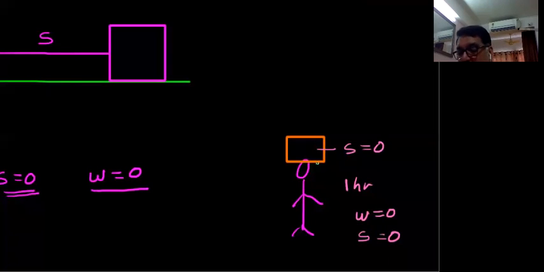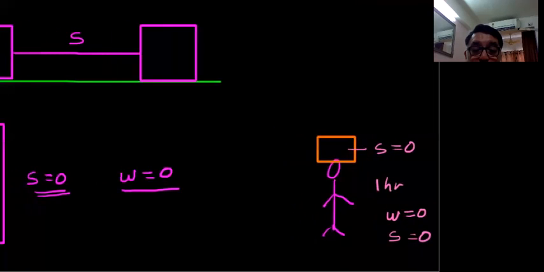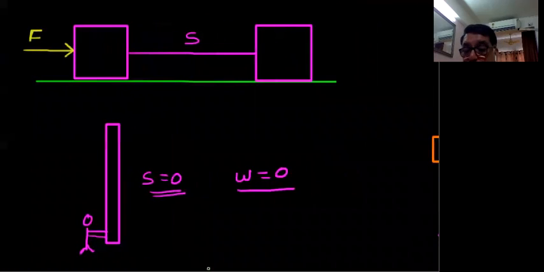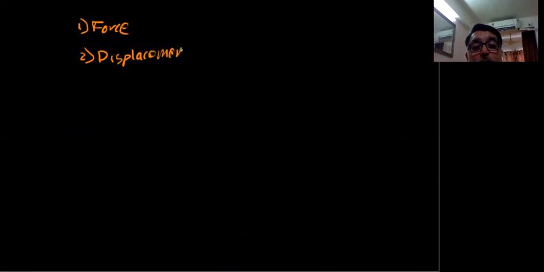Now let's try to measure what is the work done. When we have to calculate work, work depends on two things. The first thing is the force applied, and the second thing is displacement. If force applied is more, work done is more. If displacement is more, work done is more.